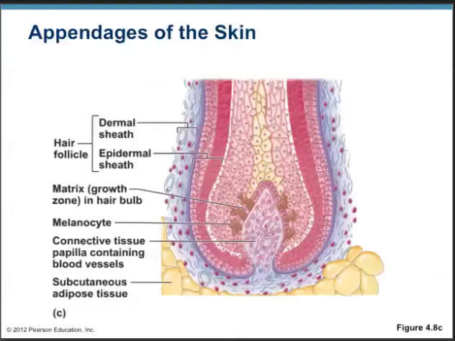Here you're looking at a cross section of a hair. You can see the hair follicle as well as the hair itself. The hair is produced by the follicle, which consists of hard keratinized epithelial cells and melanocytes, which can provide pigment for the hair color. The hair grows in the matrix of the hair bulb in the stratum basale, the germinative layer.